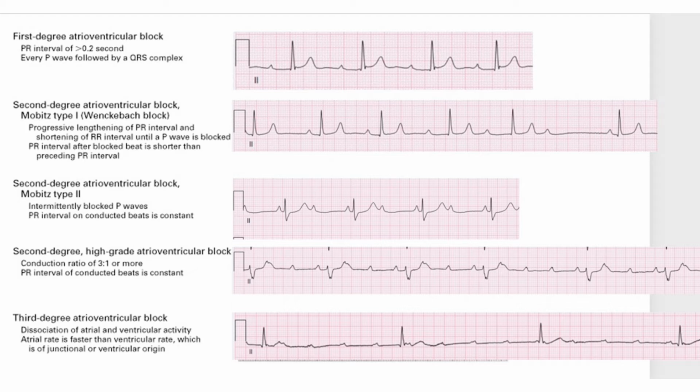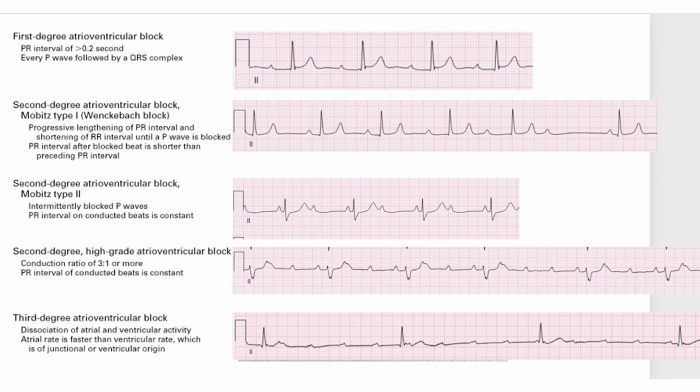The third strip is second degree AV block, Mobitz 2, where there are intermittently blocked P waves. The PR interval on conducted beats is constant. The second degree high grade AV block is a conduction ratio of 3:1 or more, and the PR interval of conducted beats is constant. Here you can see two P waves before the QRS complex, and the third P wave is buried in the T wave.